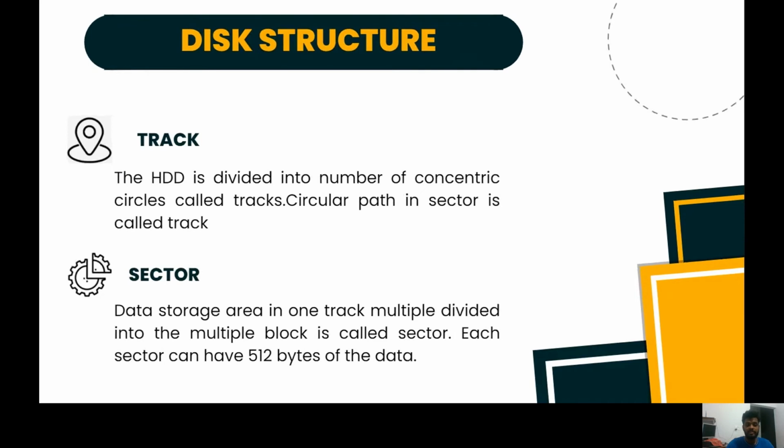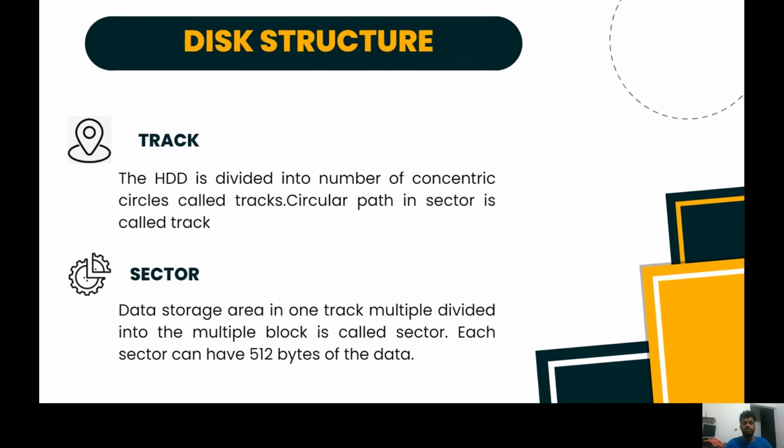Now talking about the disk structure. The HDD is divided into a number of concentric circles, and in short, the circular path is called a track. A sector is the storage data area in one track, divided into multiple blocks. Each sector contains 512 bytes of data.